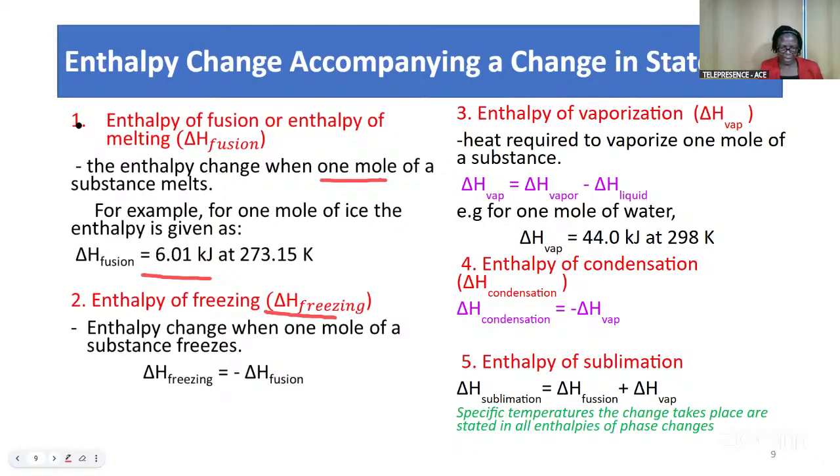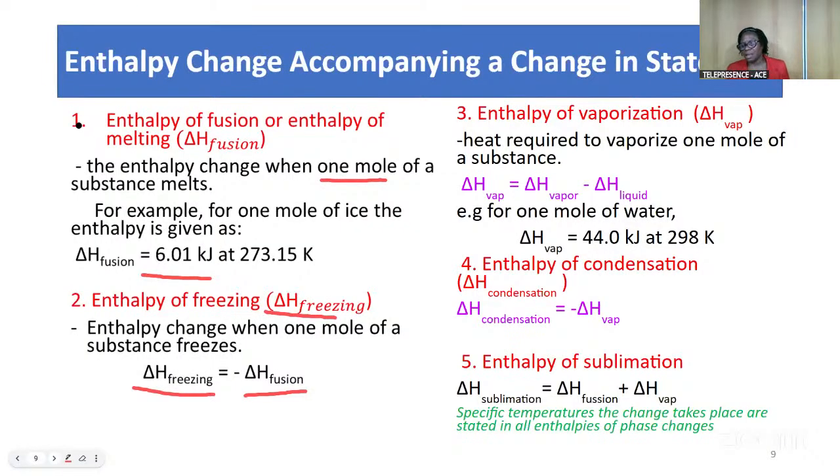And like I said earlier on, it's possible to go from solid to liquid and then from liquid to solid. That is a reversible process. And that is why delta H freezing is going to be the negative of delta H fusion. The two states can be reversed, so it becomes a negative value of what we have for fusion.